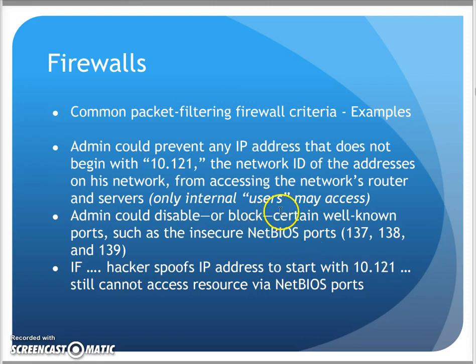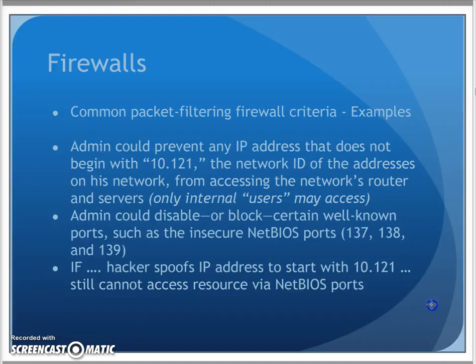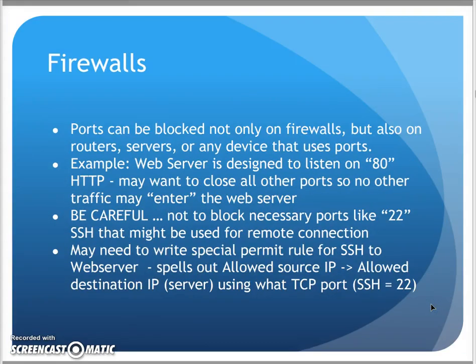I could block or deny certain insecure ports, and they give you a NetBIOS example, but I could even be blocking Telnet, that sort of thing. So between the two, I could say, okay, if you're coming from a certain network, you're allowed. If you're trying to go here, you're denied. So if a hacker even spoofs your IP but is still trying to get to NetBIOS, between those two rules we're still stopping that particular attack.